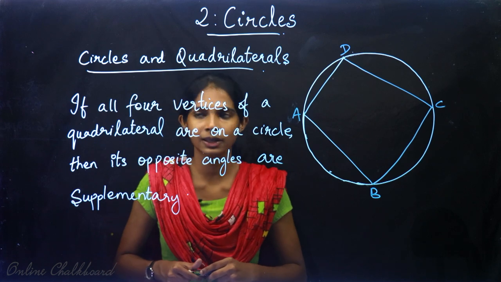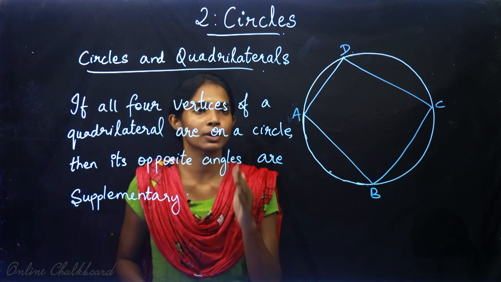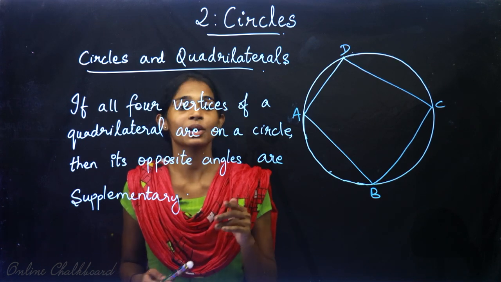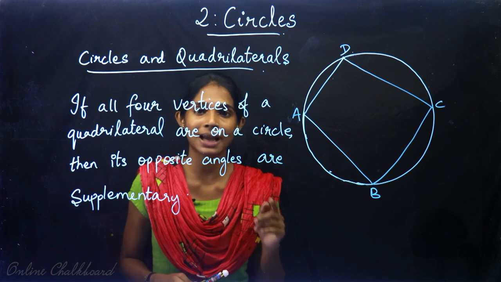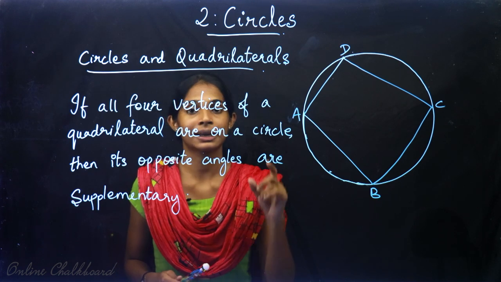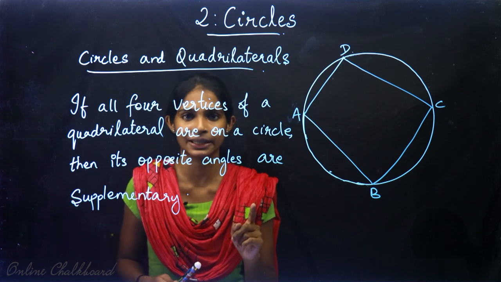So the theorem we just learned is: if all four vertices of a quadrilateral are on a circle, then its opposite angles are supplementary, that is, the sum of opposite angles will be 180 degrees.